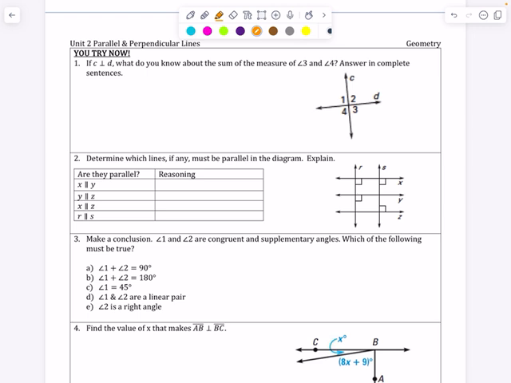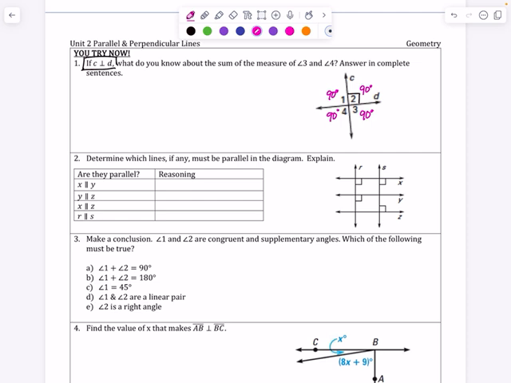It says if C is perpendicular to D, and this is the information that we're given. The two lines are perpendicular. I'm going to draw a perpendicular box. That means this is 90 degrees, this is 90 degrees, this is 90 degrees, and this is 90 degrees. If two lines are perpendicular to each other, then you're going to form right angles at the intersection. Right angles measure 90 degrees.